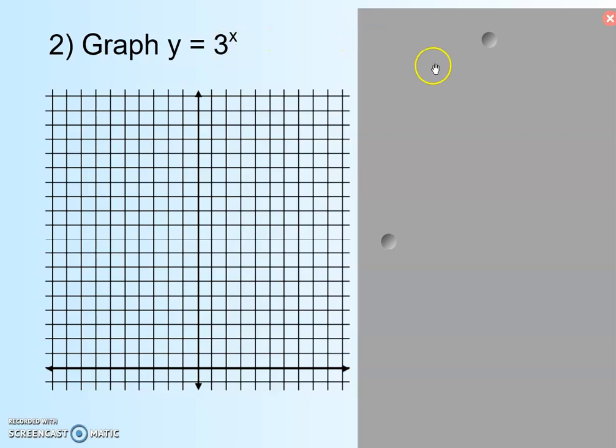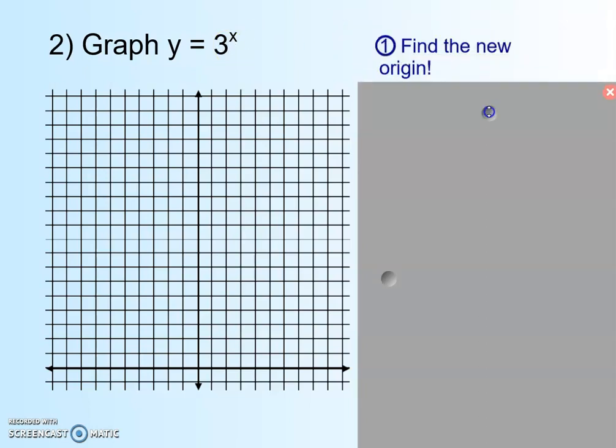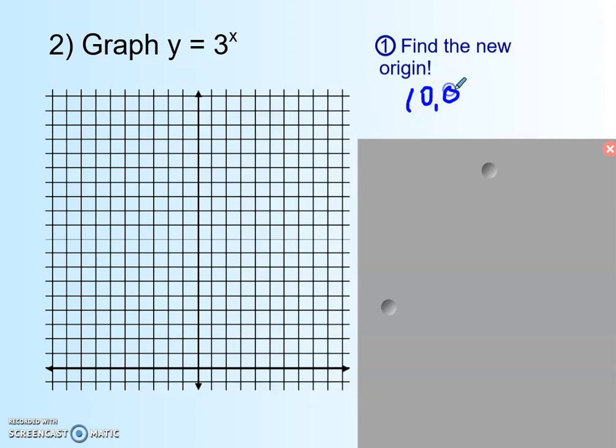So, BIRATH technique, first thing we do, find the new origin. Again, I'm looking for adding or subtracting because that's going to shift things. There is no adding or subtracting, so it looks like my origin is going to stay 0, 0. It's not going to change. The origin is my new origin. All of my movements are going to come from that 0, 0.